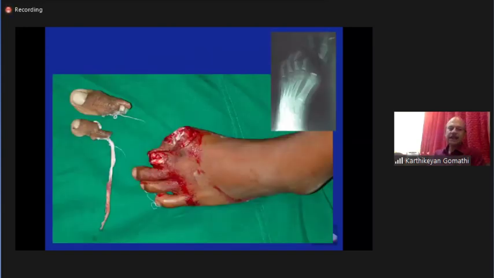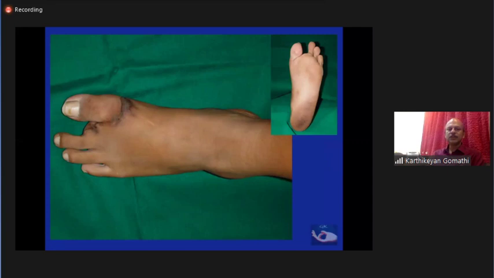Now, this is a replantation of the toe. The question may arise, why should you replant the toes? This was a 12-year-old boy for whom we did a replantation of the big toe alone. The second toe was crushed and avulsed. So this was the result. Now, the question is whether we need to replant or not. That's a very big question, and we will see as we go along in this discussion.